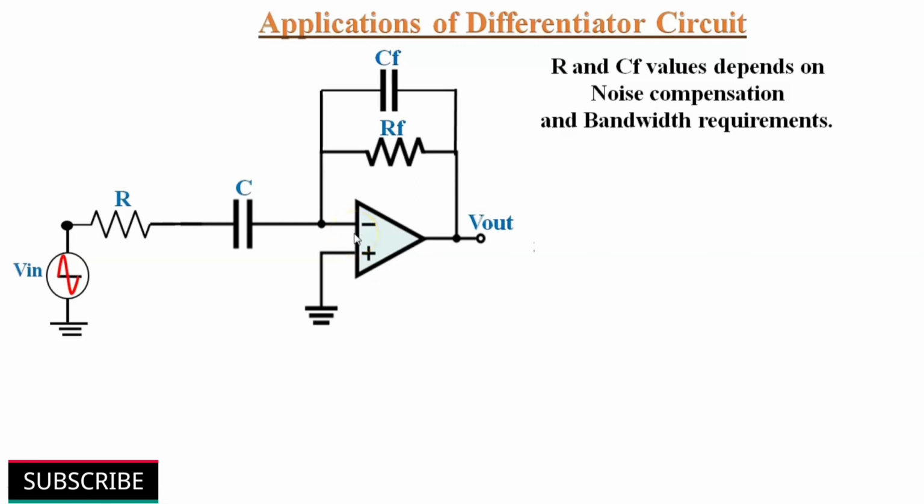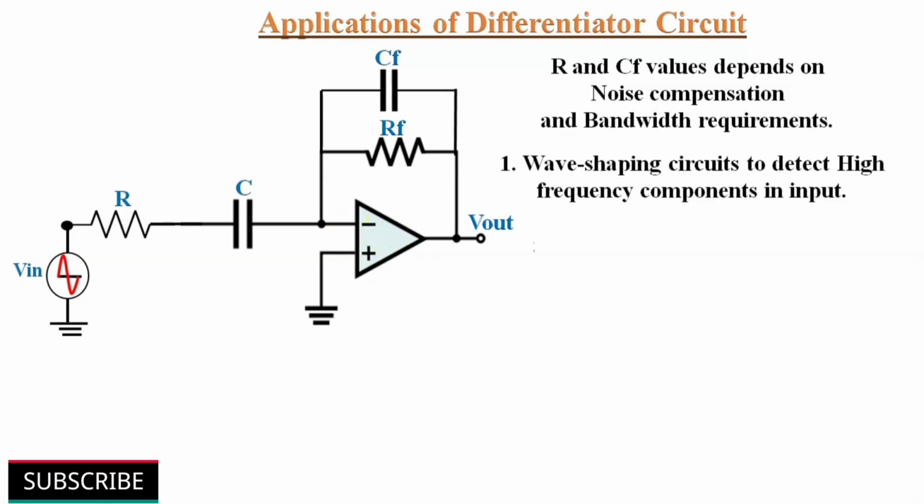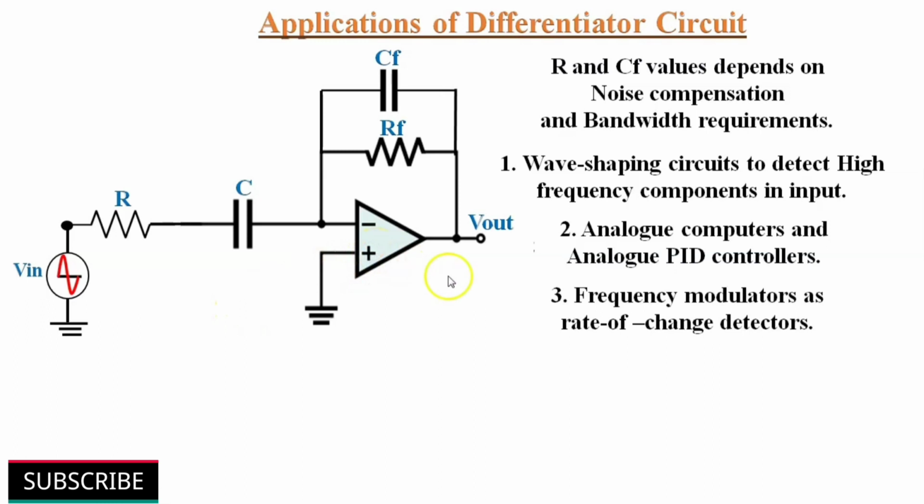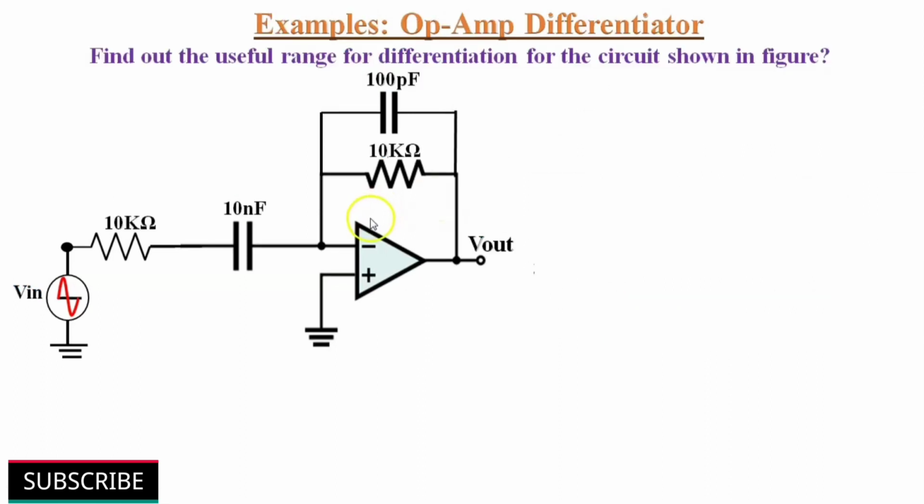The differentiator circuits are most commonly used in wave shaping circuits to detect high frequency components of the input signal. Differentiator circuits are an important part of analog computers and analog PID controllers. Differentiator circuits are also used in frequency modulators as rate of change detectors. Now let's solve some examples on differentiator circuits.